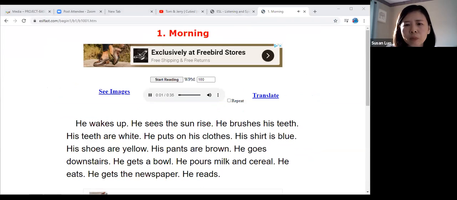He wakes up. He sees the sun rise. He brushes his teeth. His teeth are white. He puts on his clothes. His shirt is blue. His shoes are yellow. His pants are brown. He goes downstairs. He gets a bowl. He pours milk and cereal. He eats. He gets the newspaper. He reads.